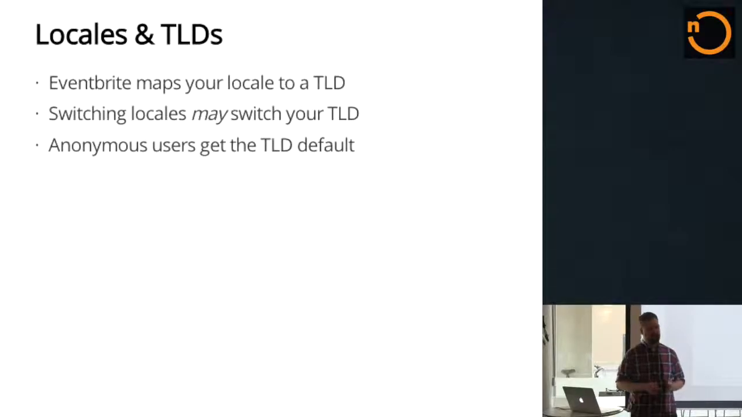Anonymous users get the TLD default. So if you land on eventbrite.de, you're going to get German. If you land on eventbrite.co.uk, you're going to get British English. Unless you're in Canada, then you have special rules, because Canada is one of the few top-level domains we have where there's more than one official language in the country. So then this is the hybrid portion, where we say, oh, you're in Canada, now we'll do negotiation, but we're only going to negotiate between French and English.